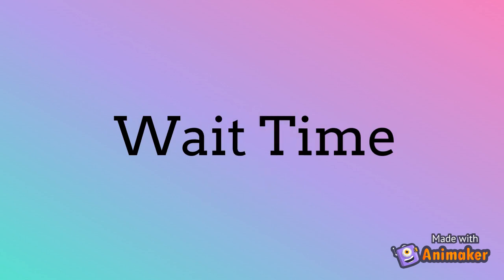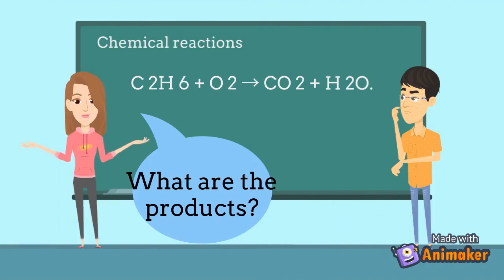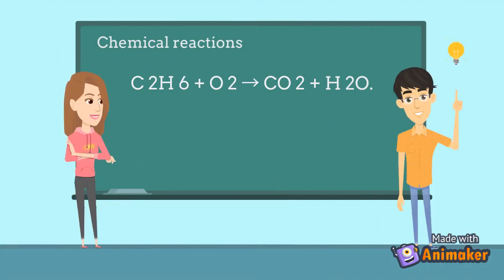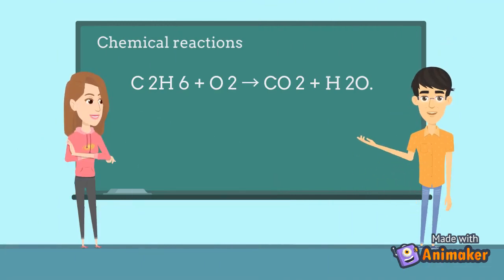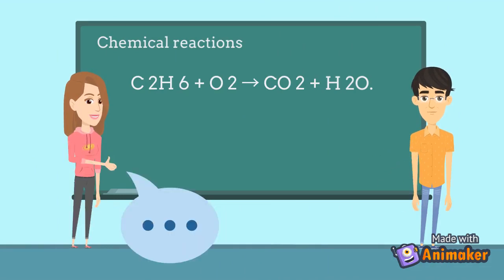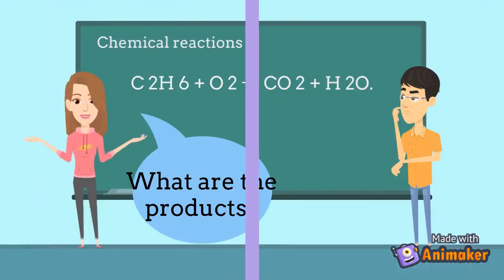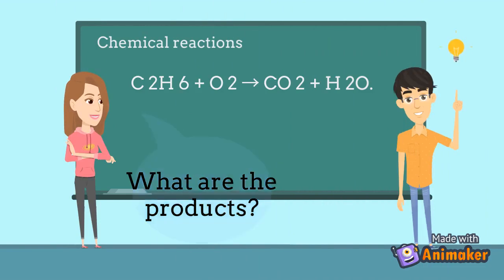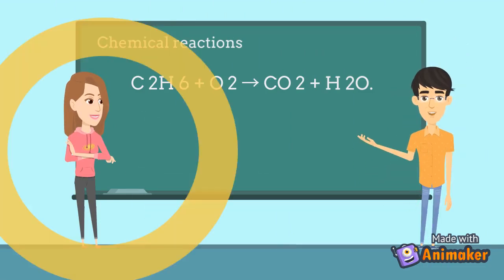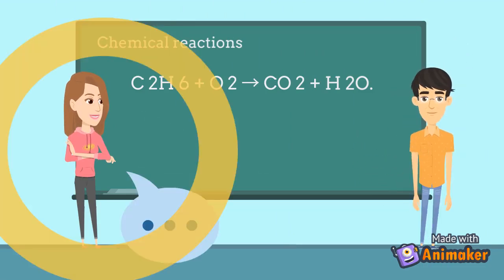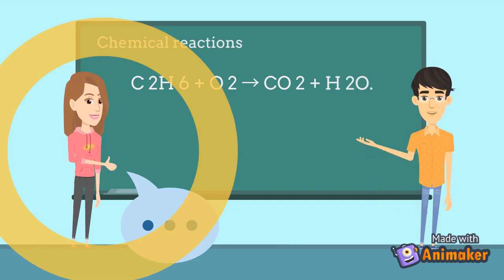Wait time is the time that elapses between an SI leader-initiated question and the next behavior, either a student response or the SI leader talking again. There are 2 types of wait time. Wait time 1, which is in the example that you just watched, is the time that the leader waits after asking a question. Wait time 2 is seen here, and it's the time that the leader waits after a response is provided, regardless of the accuracy of the response.